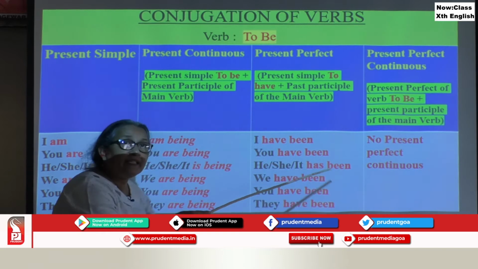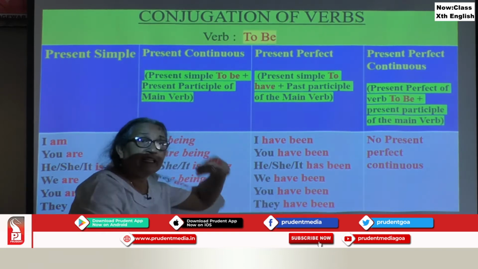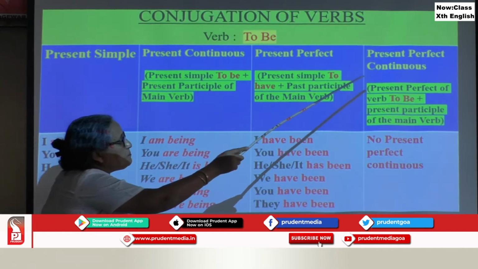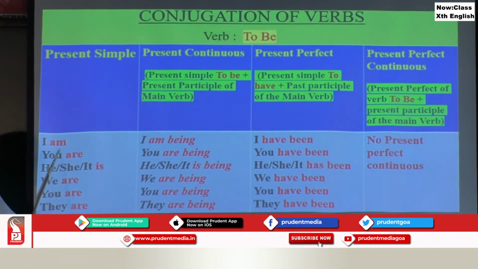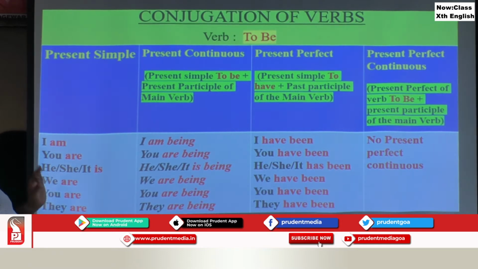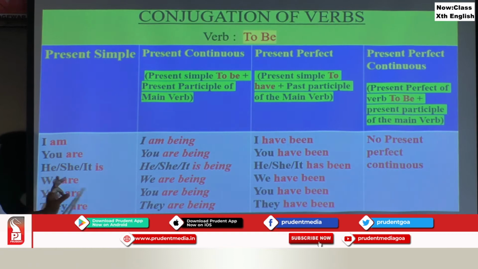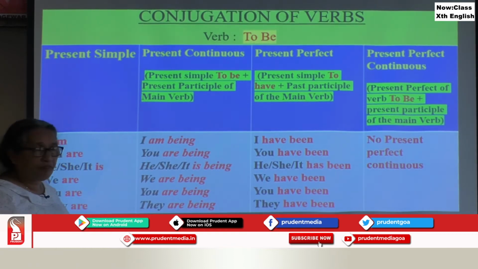You have been starting. It has been raining. That is called present perfect continuous. To summarize again, present simple is just one verb. It only changes its form. I am, you are, he, she, it is, we are, you are, they are. That is present simple of verb to be.